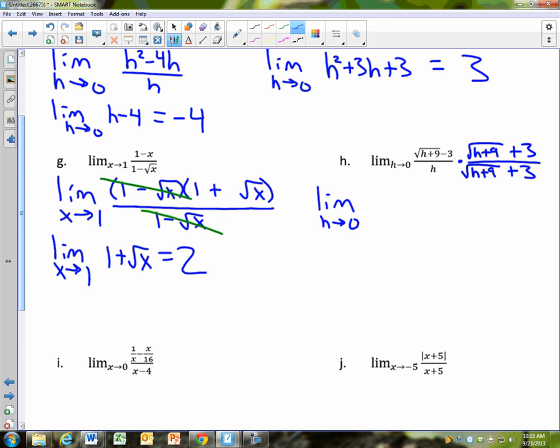So now what I have is the limit as h goes to 0 of, what do you get if you take the square root of h plus 9 times the square root of h plus 9? Just h plus 9. The middle goes away, and then you're left with negative 3 times 3, which is negative 9, over... Now, on the bottom, don't try to distribute stuff. Just write it all in one big piece: h times parentheses, square root of h plus 9, plus 3, close your parentheses.